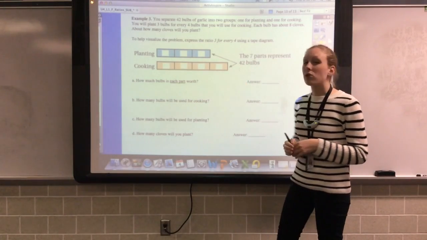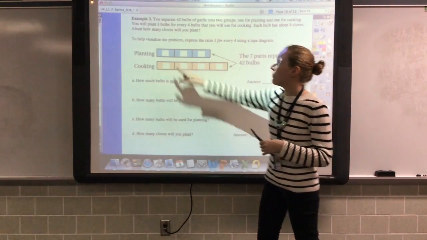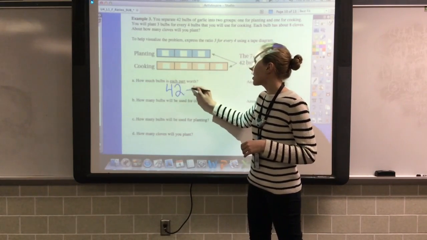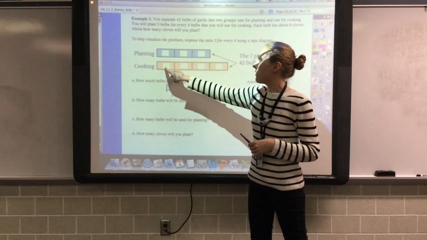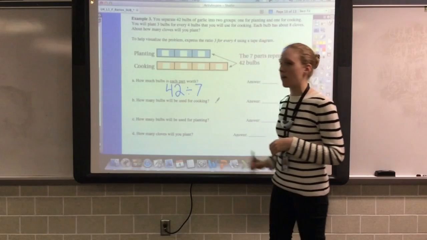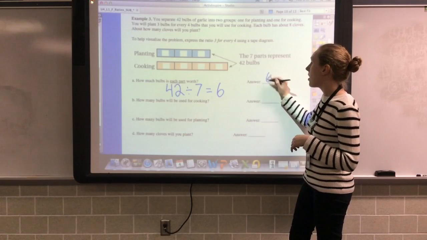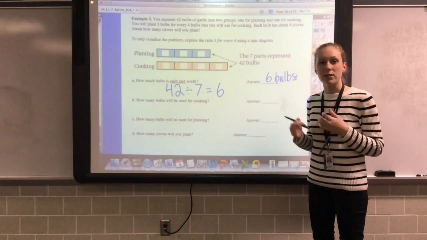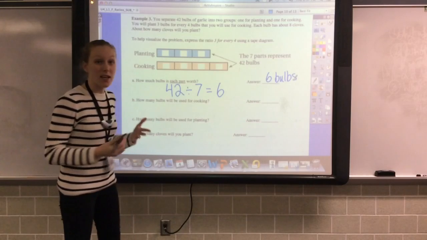Okay? We know there are 42 bulbs total, so we need to break up that 42 bulbs and put them into each one of those groups. So I'm taking 42 and I'm dividing it by the number of groups that there are. So there's 1, 2, 3, 4, 5, 6, 7 this time. So 42 divided by 7. That's going to leave me with 6. Okay? So each part is worth 6 bulbs. Each part is 6 bulbs. So I can go ahead and in each of those boxes, I can write a 6.